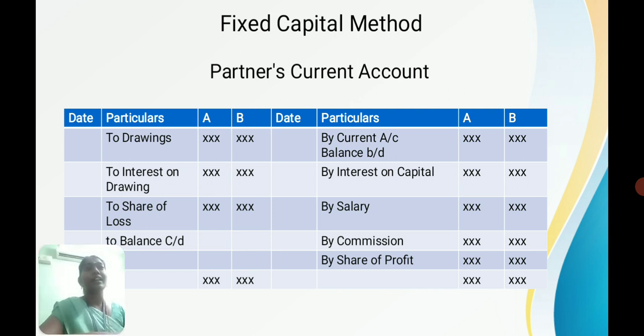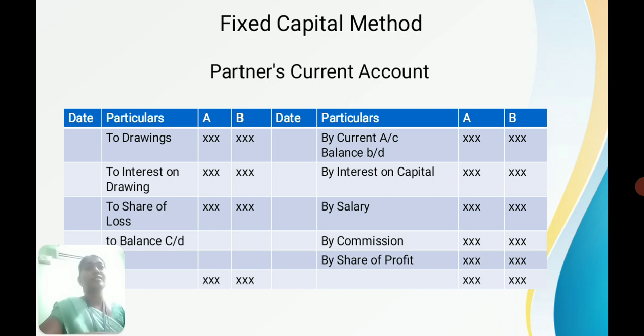If any opening balance is given in the current account, then that is also entered on the credit side of the current account. From the balancing figure only, we start the current account. After that, we enter interest on capital, salary and commission on the credit side, because all these are amounts credited to the partner's account. These are all the incomes of partners which are given by the firm. So we enter all these entries on the credit side.